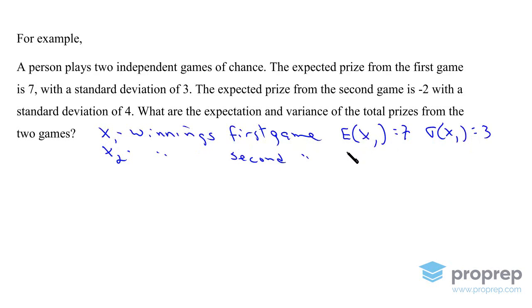And for the second game, the expectation of our winnings from the second game is -2, and the standard deviation of X2, our winnings, is 4.